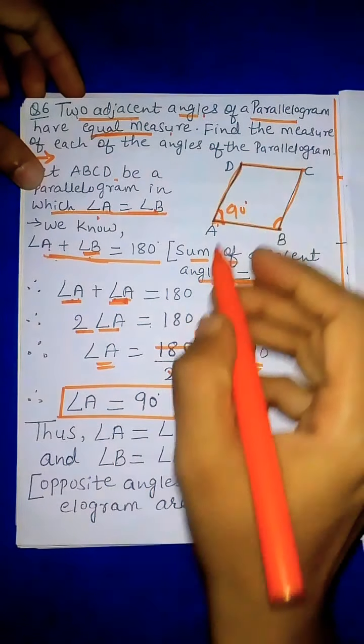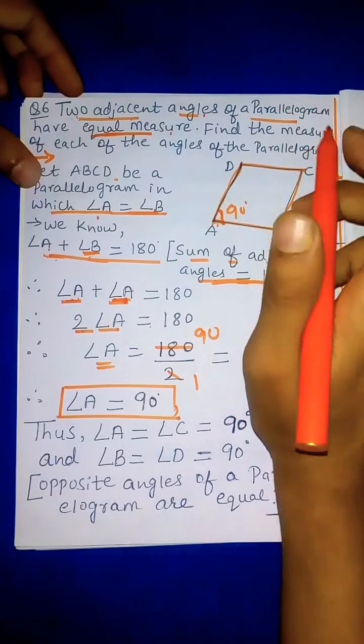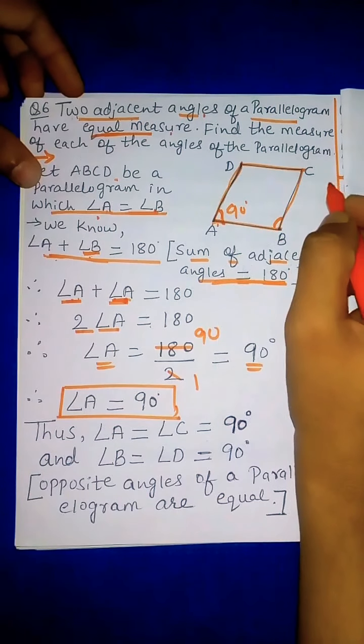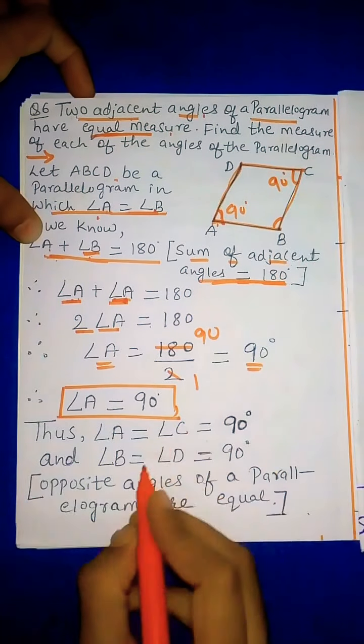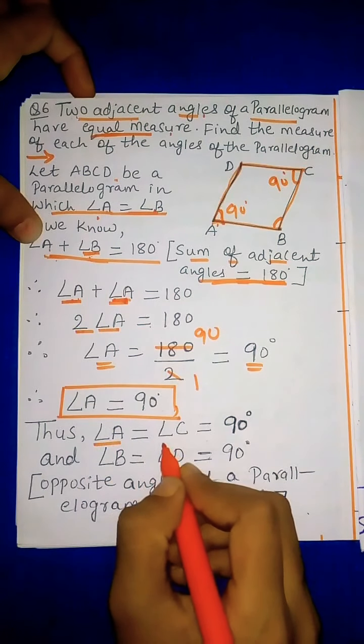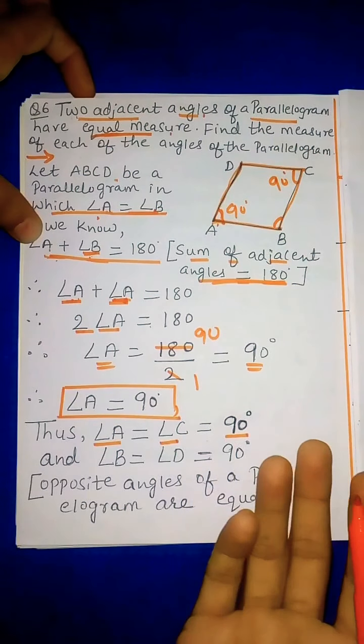Now A is equal to C, because opposite angles are equal. So A is equal to C. So C is also 90 degrees. So measure angle A equal to angle C, and that is equal to 90 degrees.